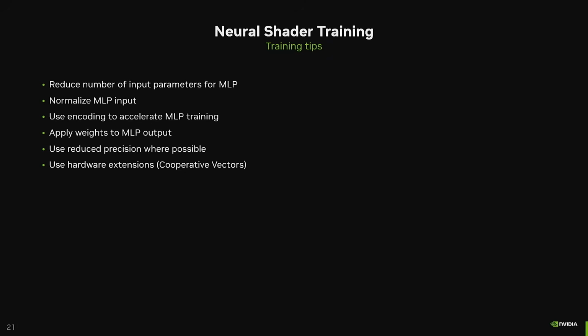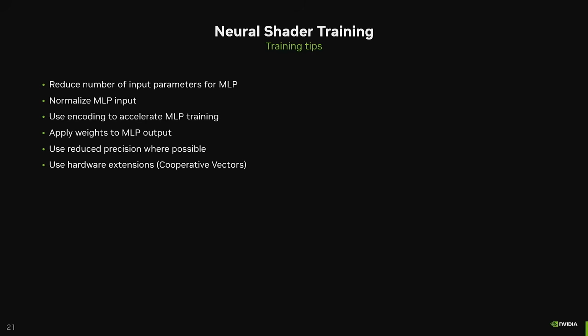So, some training tips for neural shading. First of all, it's very important to reduce the number of input parameters of the MLP, because the amount of data we need to show to the MLP for training grows exponentially with the number of input parameters. We need to normalize MLP input values to some range. In our case, they're dot products, so they naturally normalize to 0 to 1. We use encoding to accelerate MLP training. I will show how to do that in the next slide.